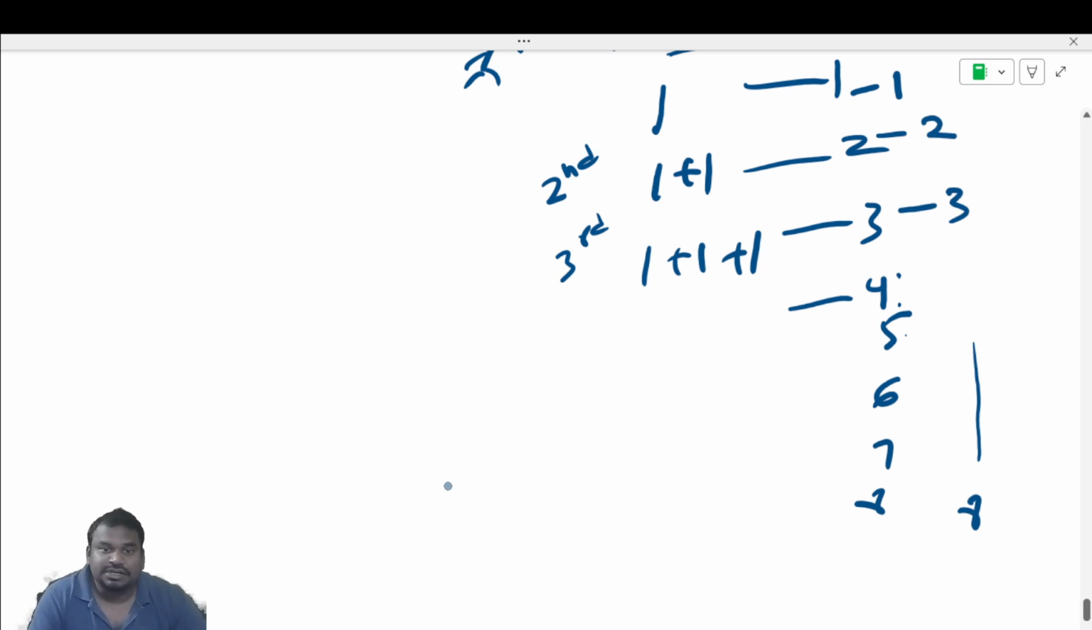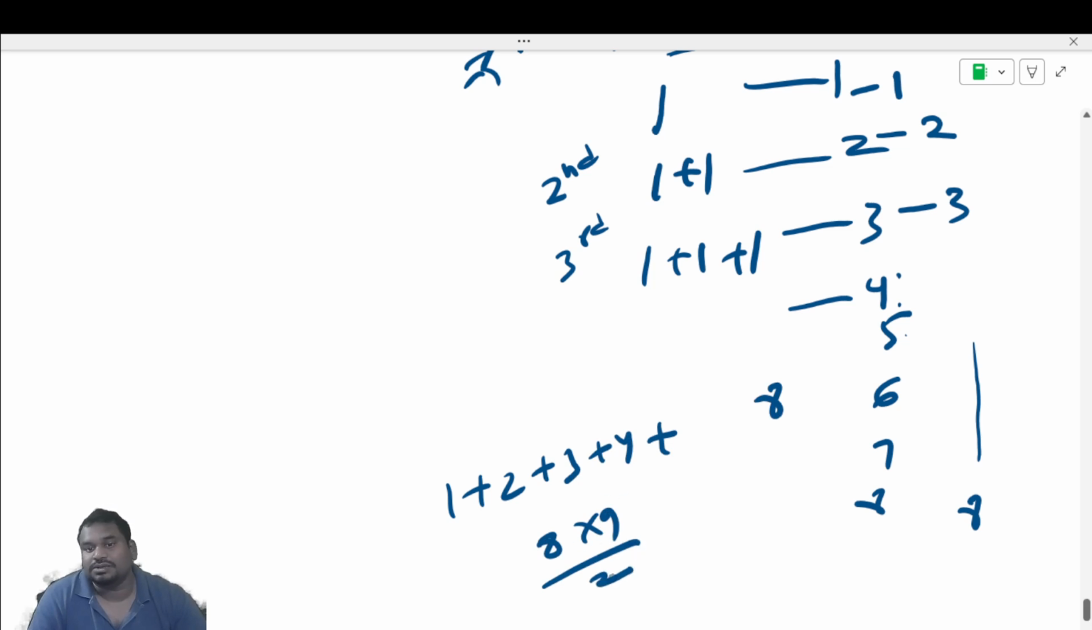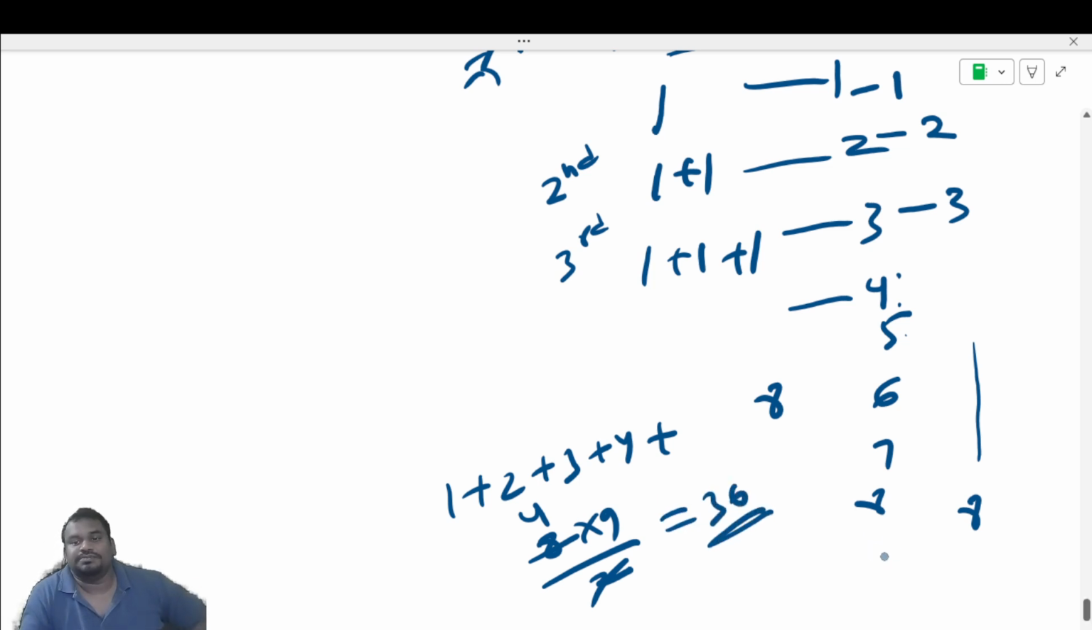So if you add them, 1 plus 2 plus 3 plus 4 plus up to 8. So 8 into 9 by 2, that is n into n plus 1 by 2. Or else you can add directly 1 plus 2 is 3, 3 plus 3 is 6. Like that also you can do. But I am using the formula for the sum of natural numbers. What is the formula? n into n plus 1 by 2. So 36 units of work is completed till 8th day.